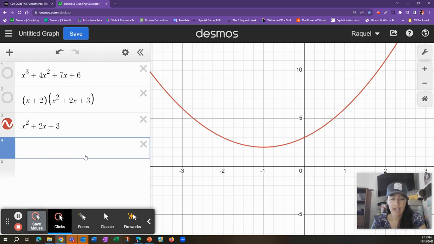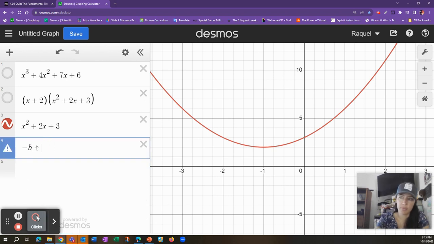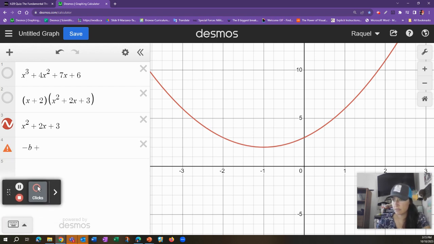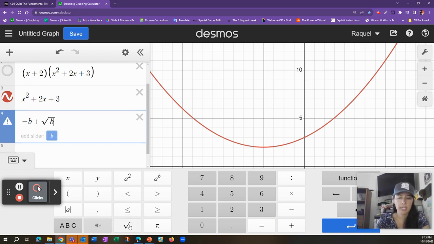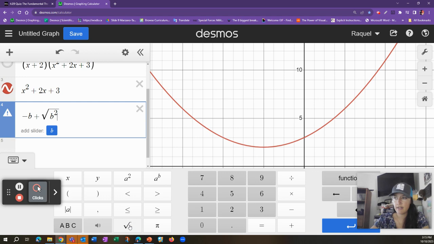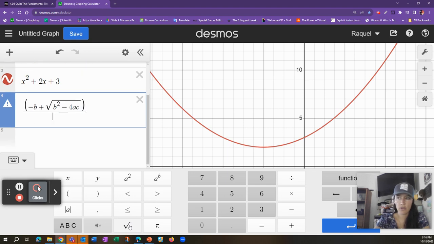It is the opposite of b, plus and minus. Now, so we'll have to do 2 separate ones. We'll do plus the square root of b squared minus 4ac, all of that over 2 times a.